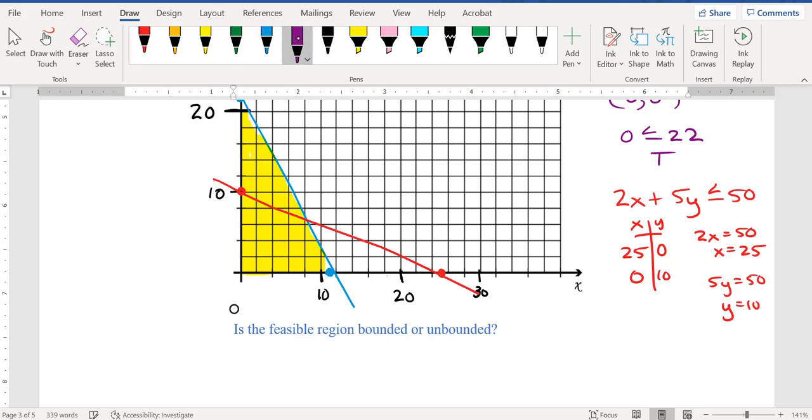All right, what about this point? 0, 0. Is 0 less than or equal to 50? The answer is yes, so that's true. So I want to shade down here. So my feasible region is the region in green. Now it wants me to list my corner points.